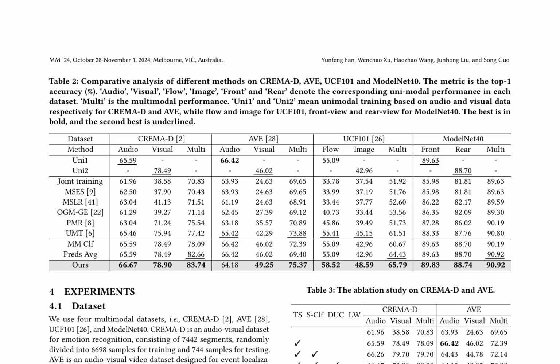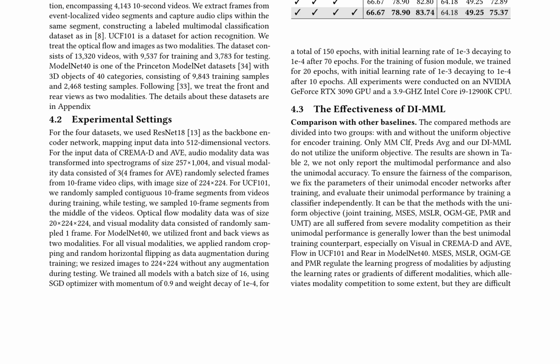of multimodal performance. The datasets used are described in detail, including CREMAD, an audiovisual dataset for emotion recognition, AVE, an audiovisual video dataset for event localization, UCF101, a dataset for action recognition, and ModelNet40, a dataset for 3D object recognition. The experimental settings are also described, including the use of ResNet 18 as the backbone encoder network, data augmentation techniques, and training protocols.